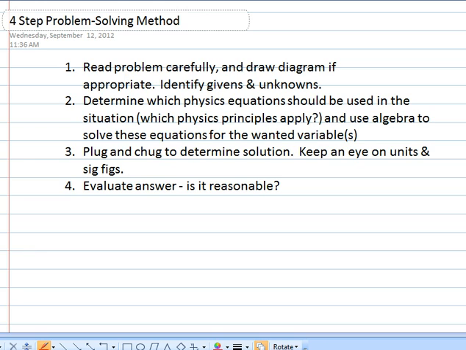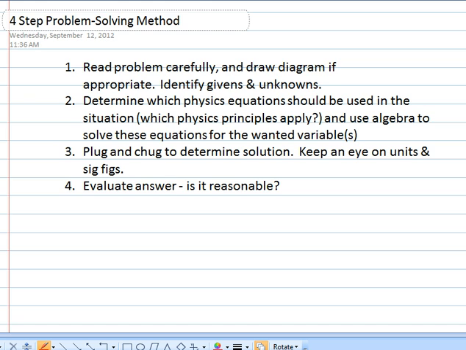And when you're solving physics problems, there's lots of different ways to do it. Your book has a particular method that it describes, but I like showing students this method. I think it's pretty simple, easy to remember, and it applies to just about everything that we could do. So I'll just go through these steps and then I'll show you an example.